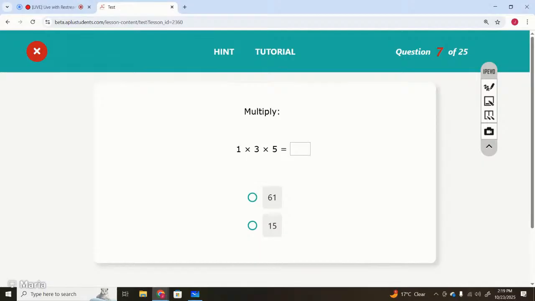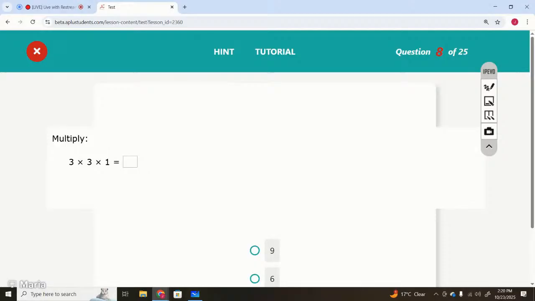5 times 3 is, very good, 15 it is. 3 times 1. That is 9. Option number 1 is the correct option.